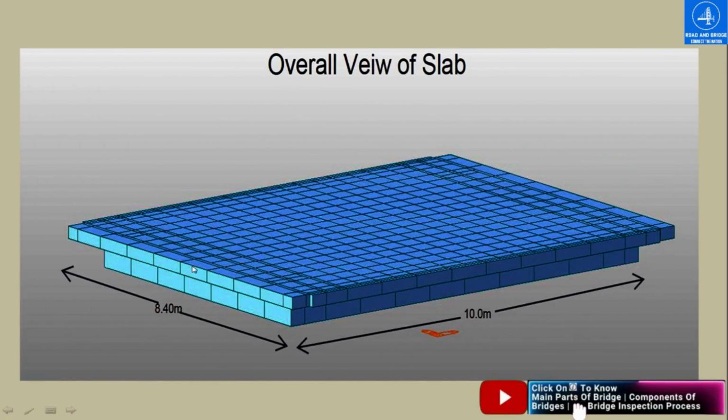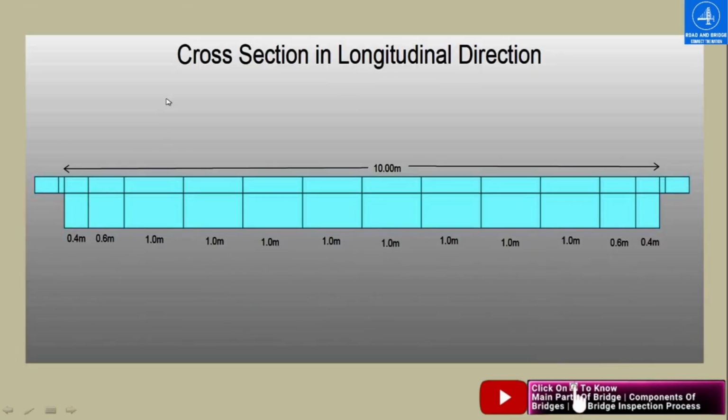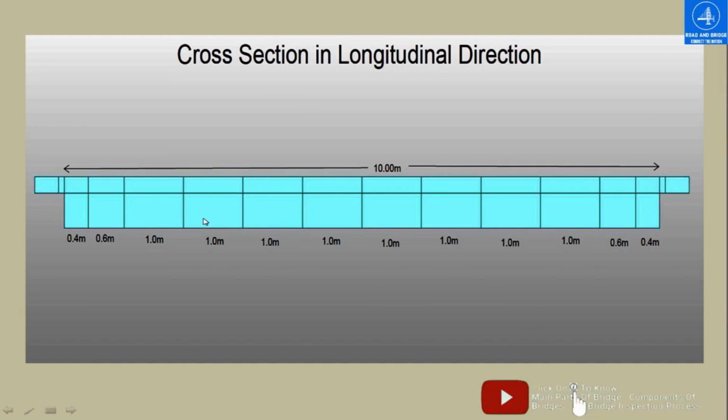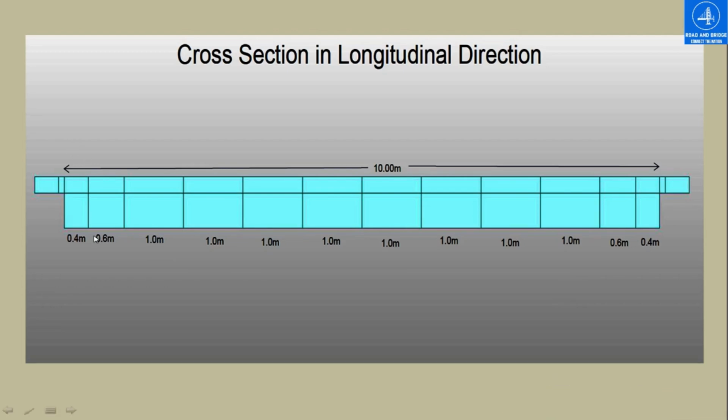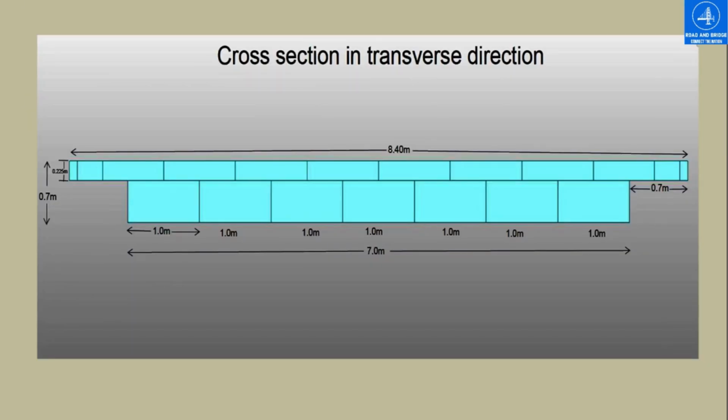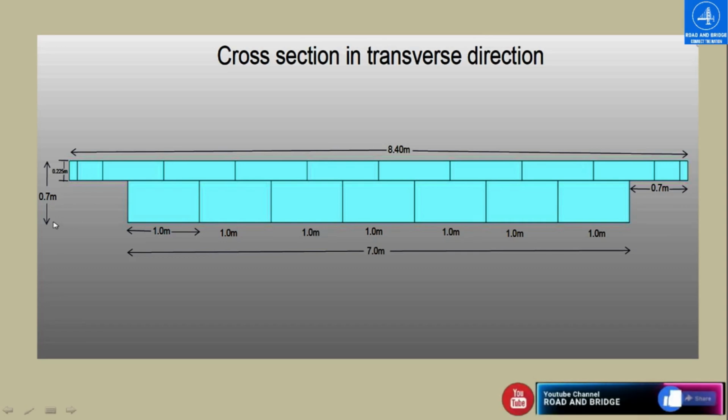The length of the bridge is 10 meter and the overall deck is 8.4 meter. Here is the cross section in the longitudinal direction. The length of the bridge is 10 meter and I divided it into 12 sections. The intermediate 8 sections are each of 1 meter and the outer 4 sections are 0.4 meter and 0.6 meter. And here is the cross section in the transverse direction. The width of the web is 7 meter and I divided it into 7 sections, each of 1 meter, and the width of the flange is 0.7 meter and the depth of the flange is 0.225 meter, and the overall depth of the deck is 0.7 meter.